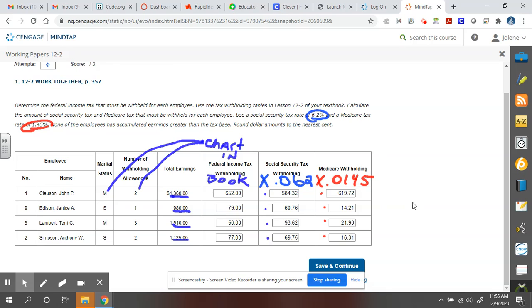Okay, and that's all we have to do for this assignment. That's it. All right, so save and continue, and go do the on your own.